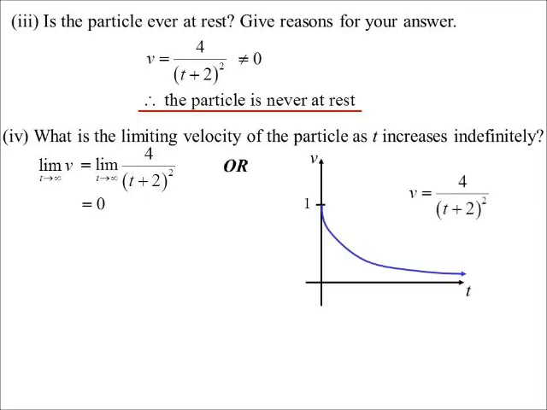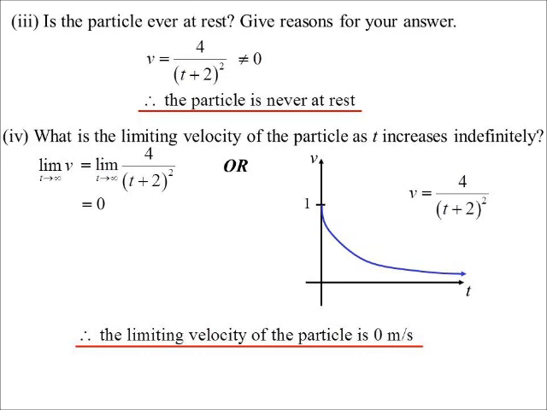Of course you could do it via a graph if you wanted to. There's the graph of v equals 4 on t plus 2 all squared, and so again we can see it's going asymptotic to the x-axis, or t-axis I should say. So whichever way you do it, it's 0. Of course you could just keep subbing in really big numbers as well. You could just punch them into your calculator and see what's happening.